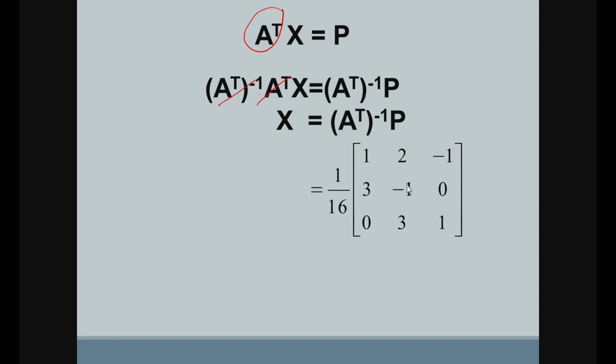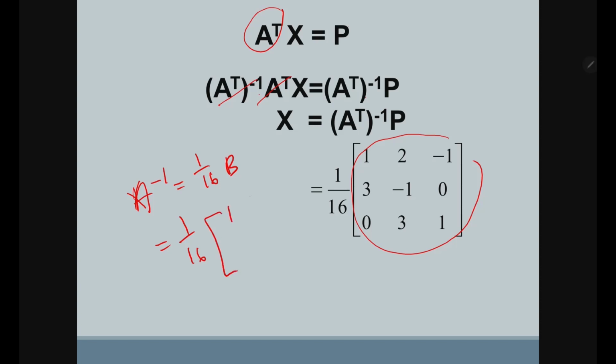1, 2, -1, 3, -1, 0, 0, 3, 1. This is the transpose one, because just now we got the value of X. Do you still remember that A inverse equal to 1 over 16, 1, 3, 0, 2, -1, 3, -1, 0, 1? So we transpose this one.